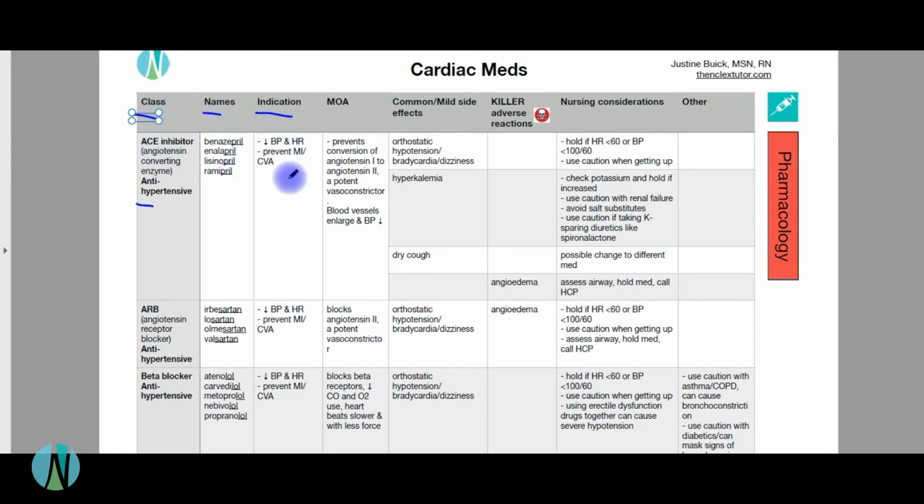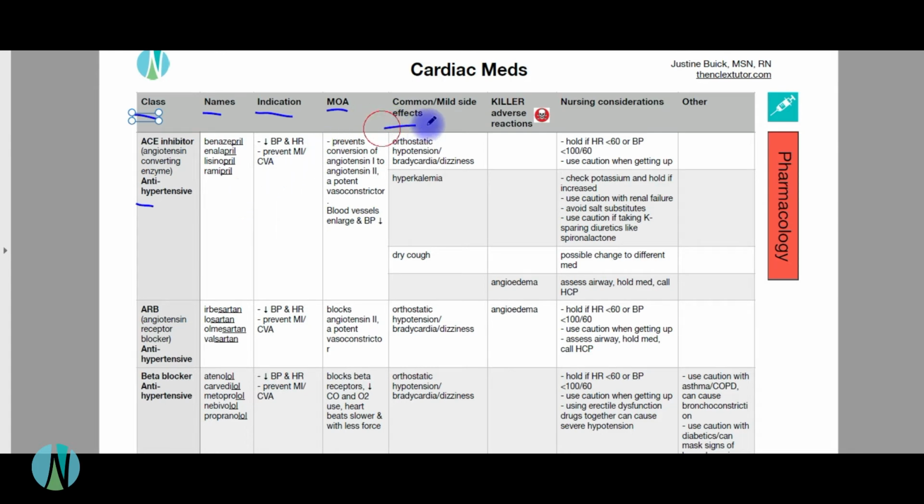You need to know what they're indicated for. So what are they for? To decrease blood pressure and heart rate, prevent MIs and CVAs or strokes. This is the mechanism of action. So I don't put it in every single Nugget page because it's really hard to remember. But if you do need to write in any content, maybe that your teacher tells you is really important, you should put it in here.